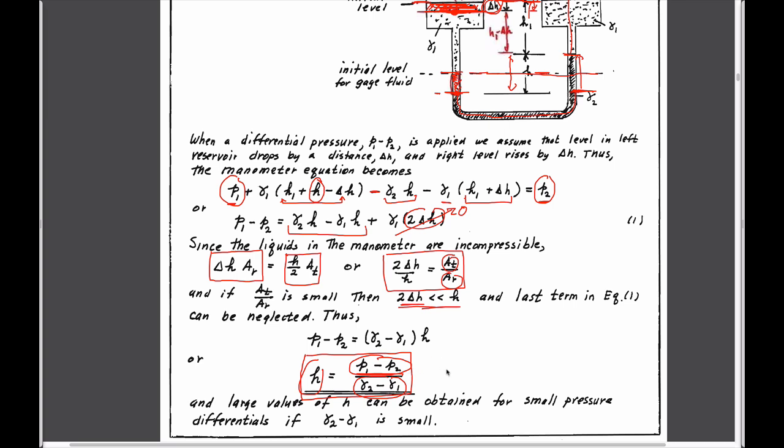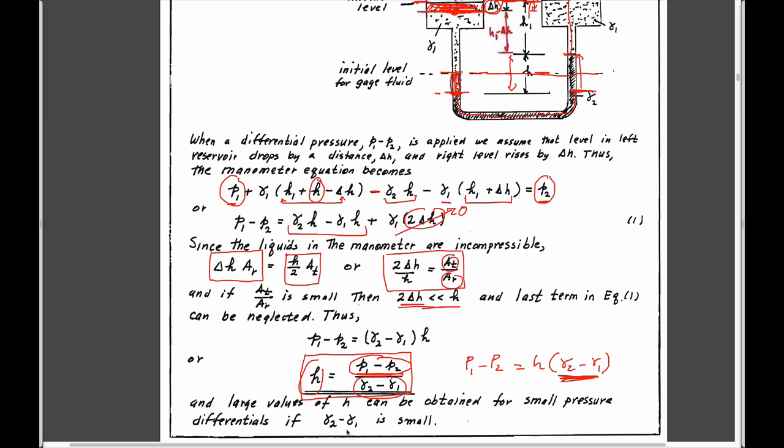And so the sensitivity of this, if we like to write it out as P1 minus P2, which we'd like to get, is equal to the product of the height difference multiplied by the unit weight difference between the two fluids. And so if we would like to have a large height change occur for the system, we'd like to have a large difference between these two fluids to be able to have the maximum resolution of the system.